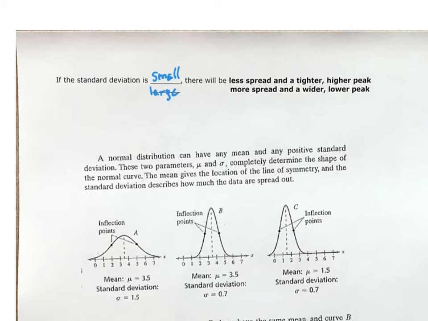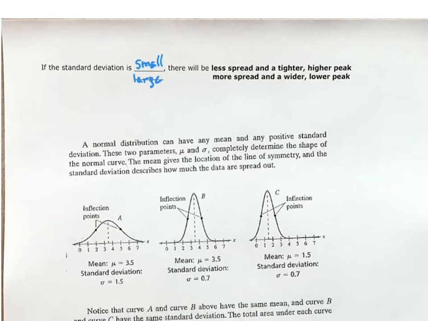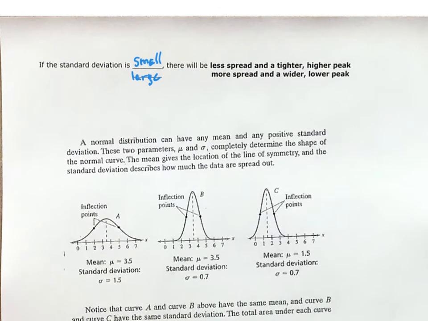Okay? I want you to notice what we are looking at in this next section of the notes. It says a normal distribution can have any mean and any positive standard deviation. I want you to think about why it should make sense that standard deviation has to be positive. Think about how we compute standard deviation, looking at a distance from the mean out to points. So hopefully it makes sense that standard deviation always has to be positive.